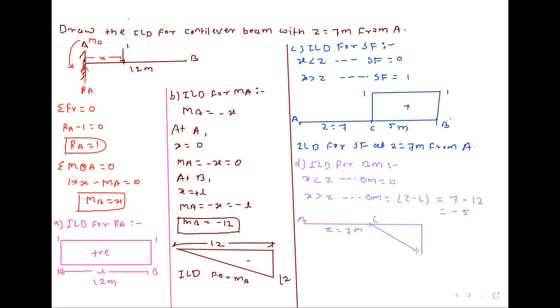And we have to close this. So this is negative. Here minus 5. This is the ILD for bending moment at Z which is equal to 7 meter from A. Let me know after you are done writing this. So we will solve the next example.